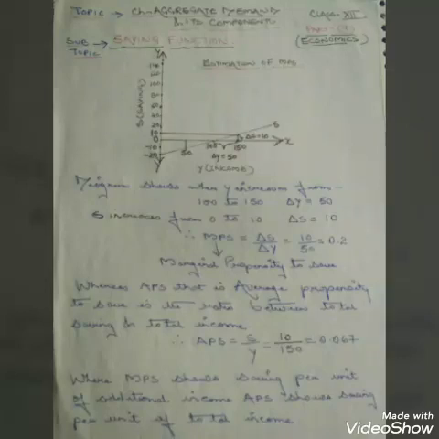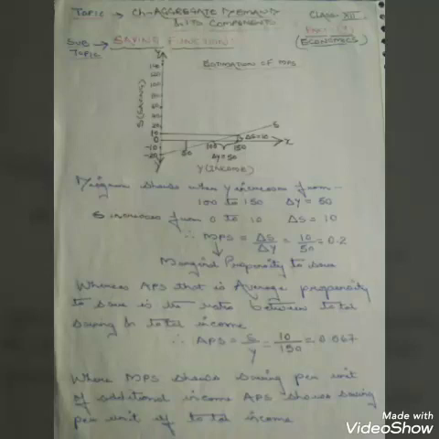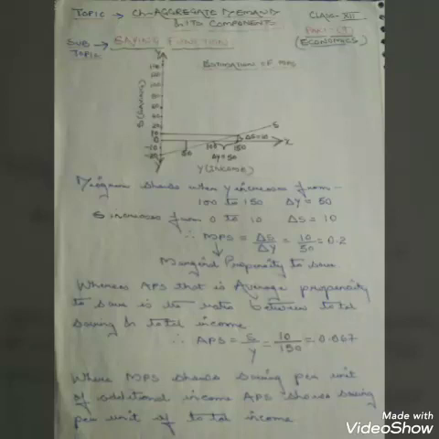So if you see, average propensity to save and marginal propensity to save are different concepts, even when both of them indicate the ratio between saving and income. Children, average propensity to save, that is APS, is the ratio between total saving and total income, whereas MPS is the ratio between additional saving and additional income.